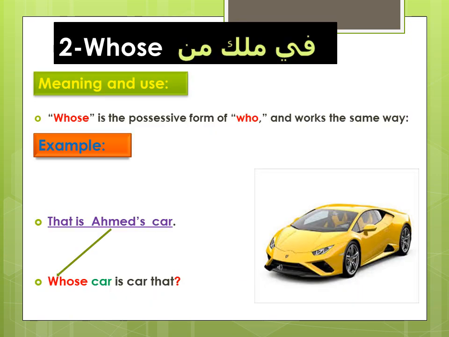Number 2, whose. Whose. So whose is the possessive form of who, and it works the same way. So: that is Ahmed's car. We ask the question: so whose car is that? Whose car is that? Or whose car is this? Okay.